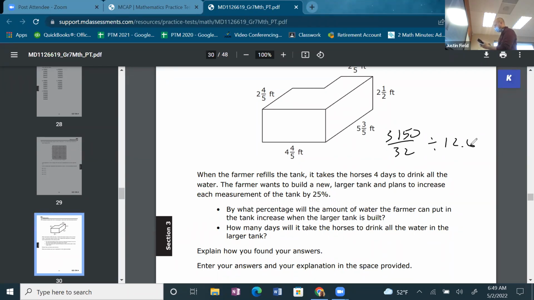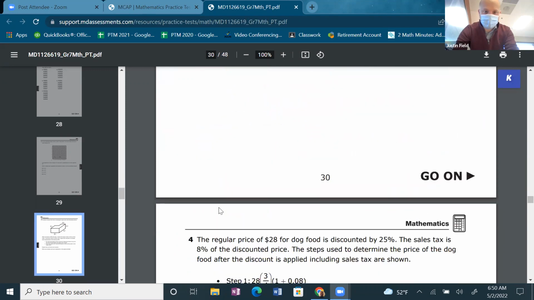3150 divided by 32 divided by 12.6. So I'm getting an answer of 7.8125 acres. Now, did I make a mistake in this? Maybe so. But if you can see all the reasoning that I showed, I hope I got full points for that question. But we're going to move on.